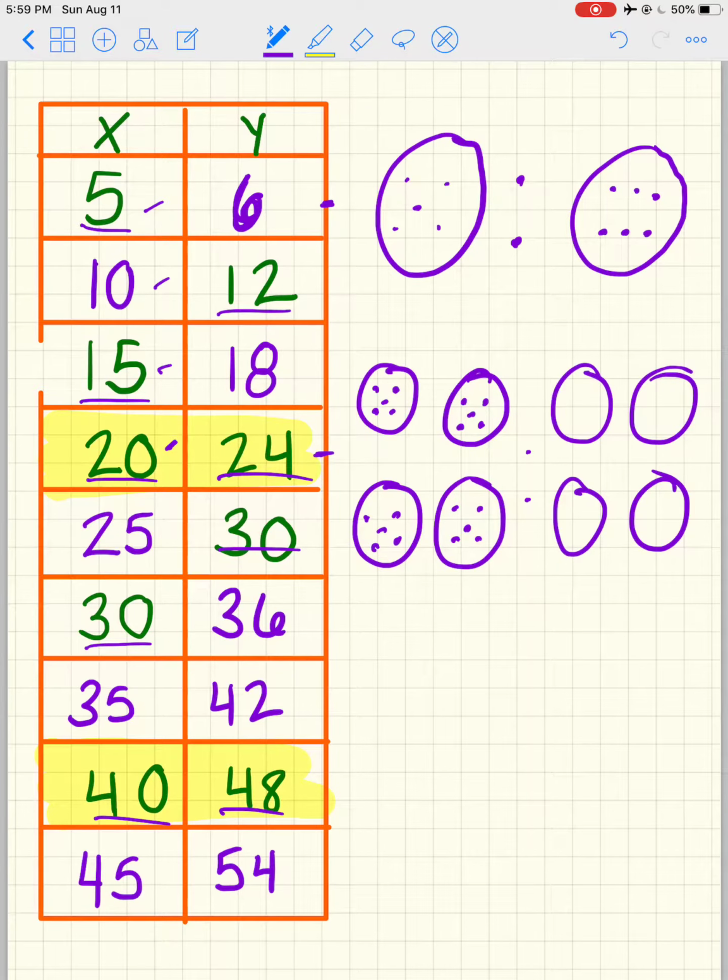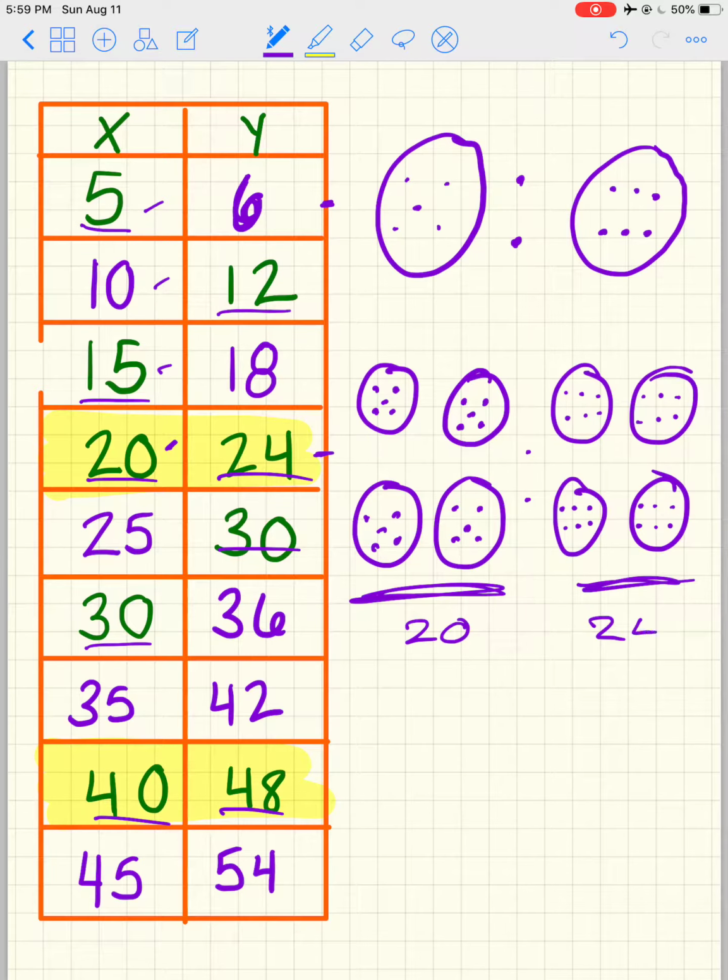There's going to be 6 dots in each of these circles. 1, 2, 3, 4, 5, 6. 1, 2, 3, 4, 5, 6. 1, 2, 3, 4, 5, 6. 1, 2, 3, 4, 5, 6. There we go. So, this should equal 20.